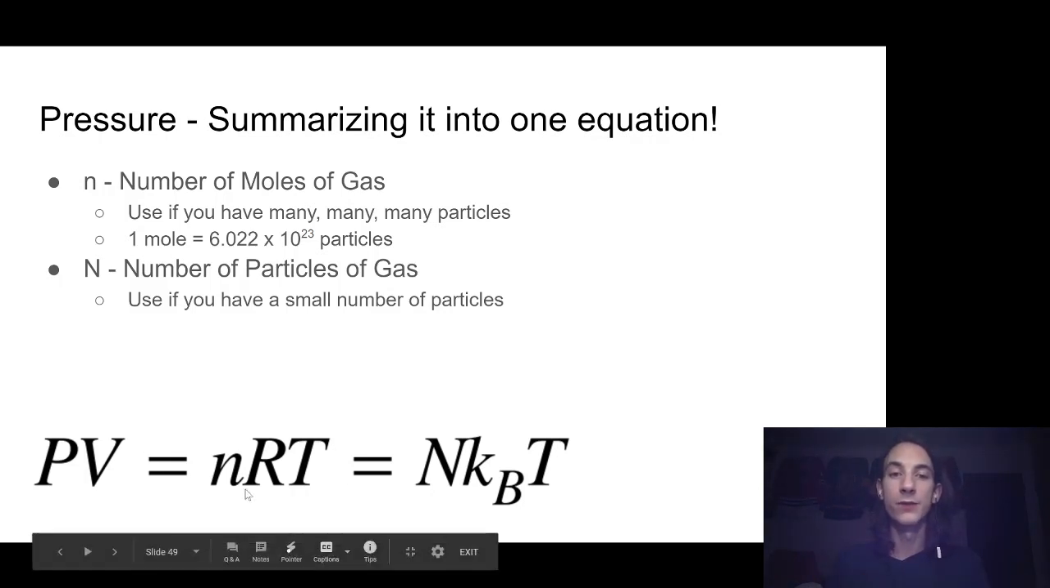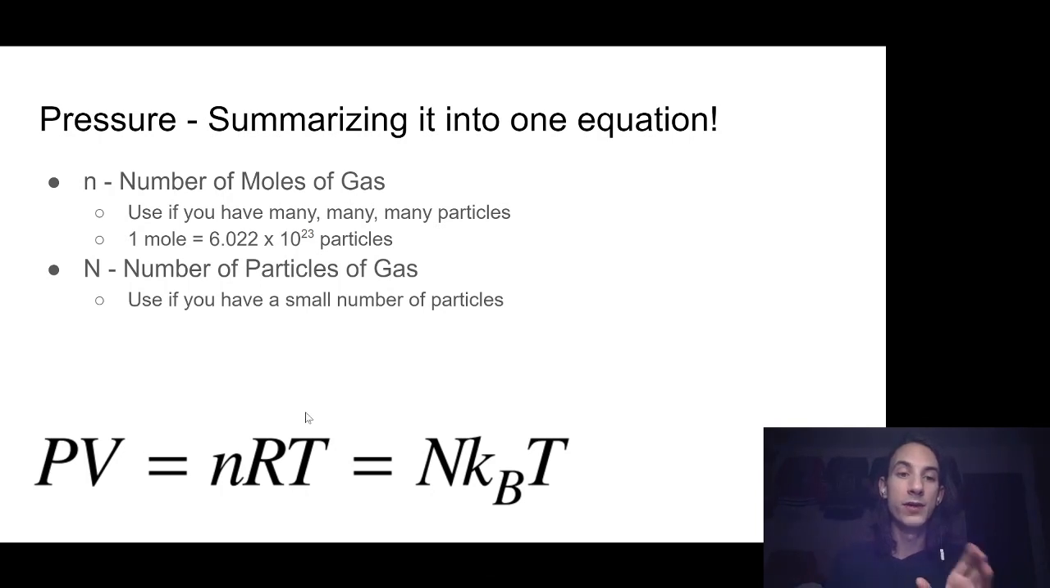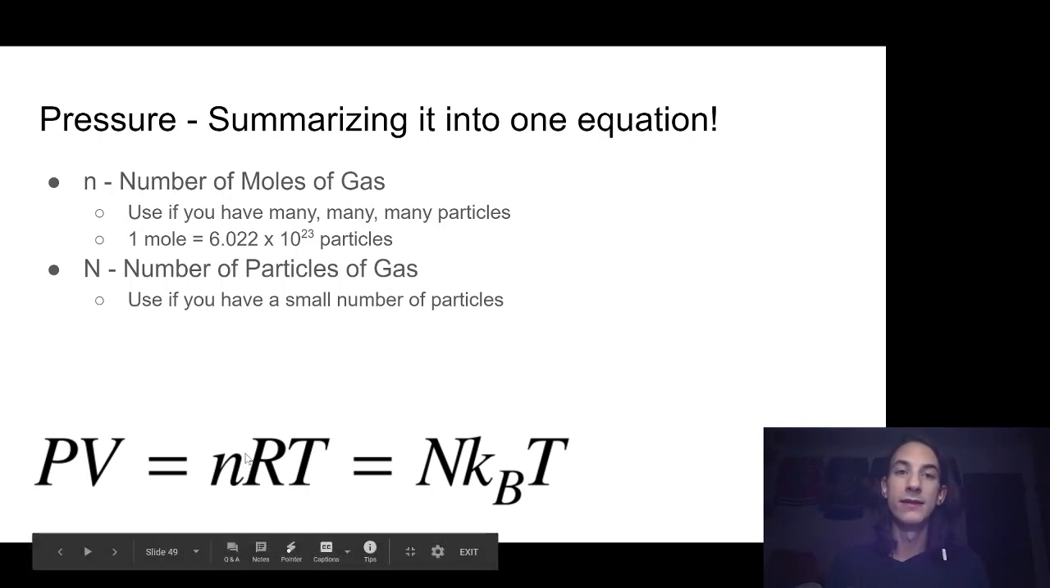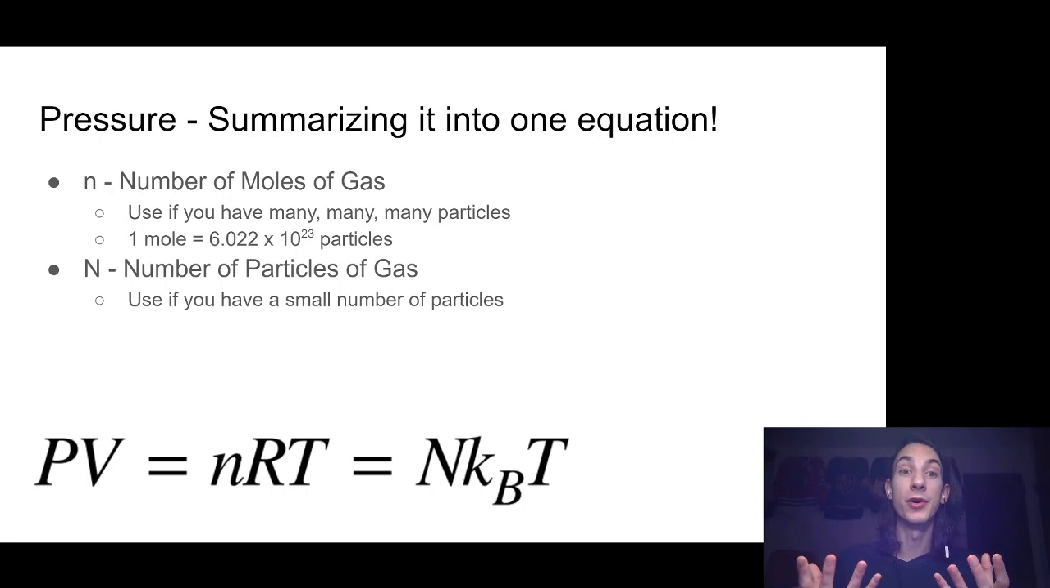And then really quickly, we're given two of these equations on the equation sheet. It's written just like this. This is a screenshot of it. So we have this one where we have this little n times R times T, and we have this other one where we have this big N times kB times T. And really the only difference is this little n stands for the number of moles of gas, so how many moles do you have, and we're going to use that when we're dealing with a lot of particles.